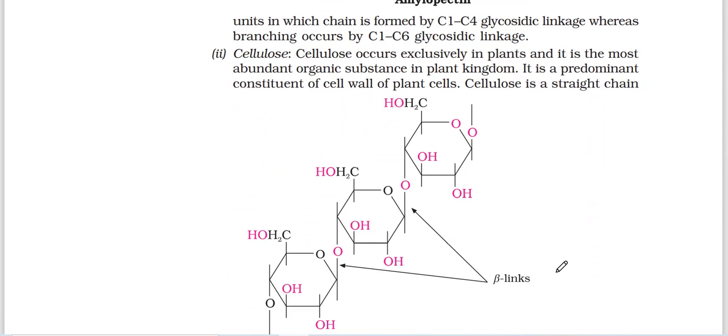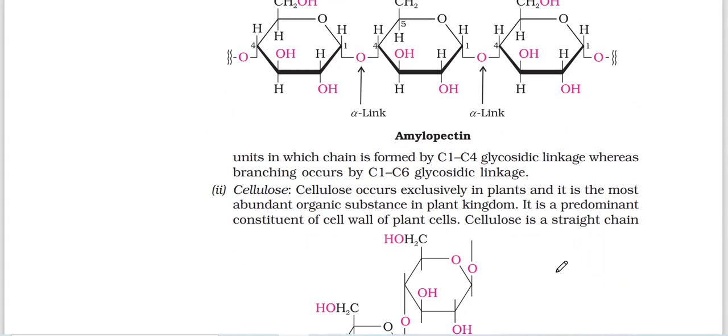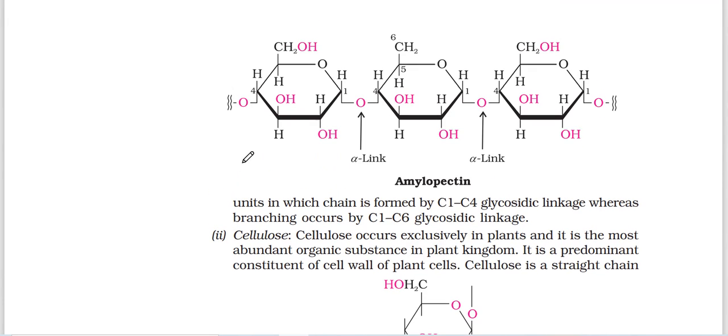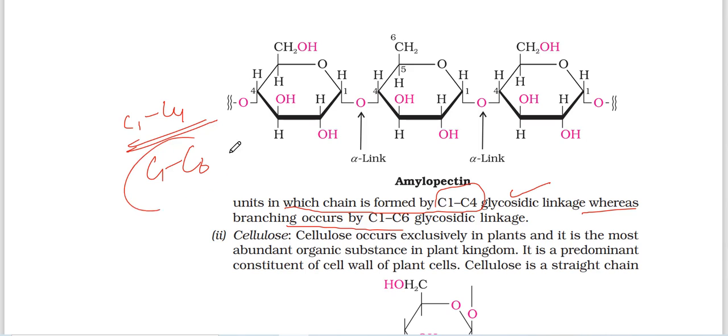Now see the amylopectin structure. The units are joined by C1, C4 linkage, which was common in both, whereas branching occurs at C1, C6. C1, C4 is common, even in most disaccharides, but C1, C6 is where the branched chain is there. C1, C6 glycosidic linkages are there.